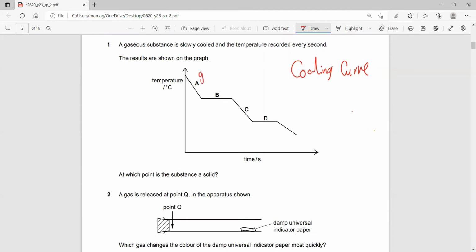Section A is gas only. Section B is gas plus liquid. Section C is liquid only. Section D is liquid plus solid. I think you can guess that we assume that we have here section E that to be solid only. So the question is saying, at which point is the substance a solid? Of course, at D and E, but we don't have option E, so we go for D.